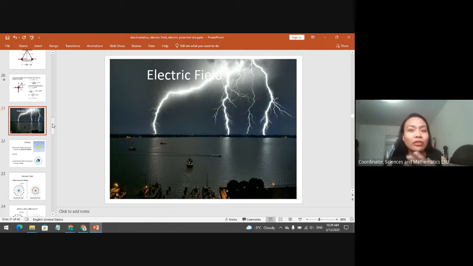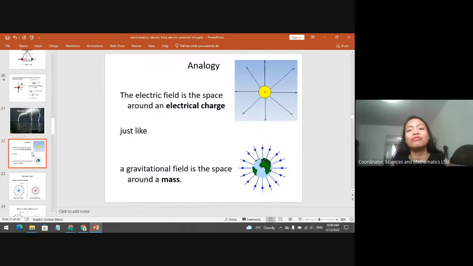Surrounding the object will be the electric field. We have an analogy for the electrical charge and for the mass. The electric field is the space around an electrical charge, just like the gravitational field is the space around a mass. Say, for example, this is our positively charged object, and since it is positively charged, it can attract or repel another charged object. The region of space here is what we call the electric field.